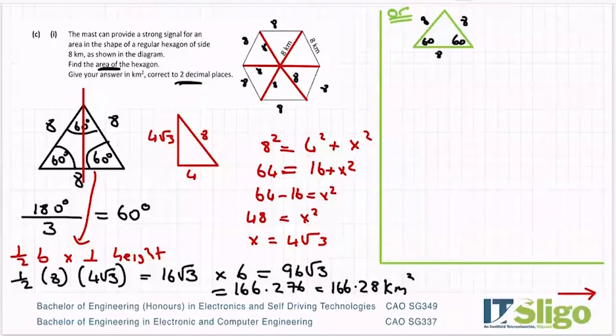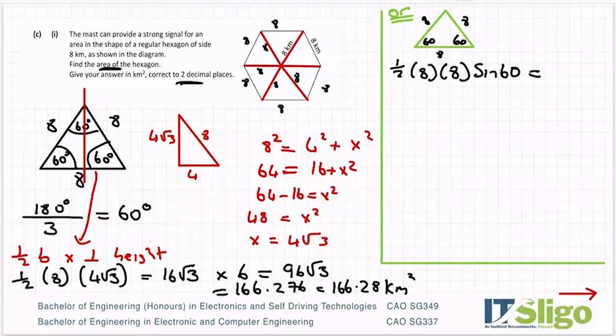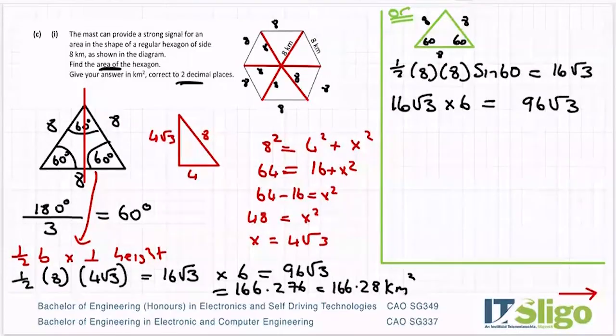In this particular case it doesn't really matter for me because it's equilateral, so everything is the same. I'm going to take half AB sine 60. Let's put it into the calculator, and I get 16√3. Of course, I have to multiply that by 6 because I have 6 triangles, and I get 96√3. Decimalize it, and I get 166.3 kilometers squared as well.